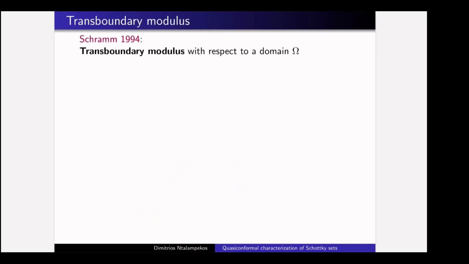Now, transboundary modulus is another outer measure on curve families. I'm not going to give the formal definition, but it still enjoys conformal invariance. And the great advantage is that it can measure the size of families of curves that go outside the domain. So it gives a number to the size of those curve families.